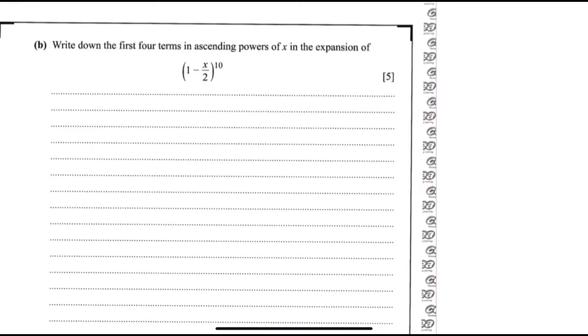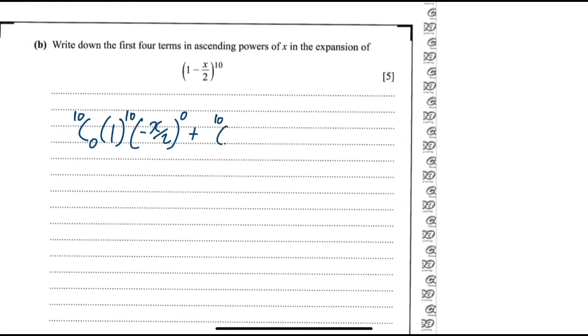Next question says, write down the first 4 terms in ascending powers of x of the expansion of this. So this is using your nCr button. The first term is going to be 10C0 times 1 to the power of 10 times minus x over 2 to the power of 0. And the next one is going to be 10C1 times 1 to the power of 9 times minus x over 2 to the power of 1.